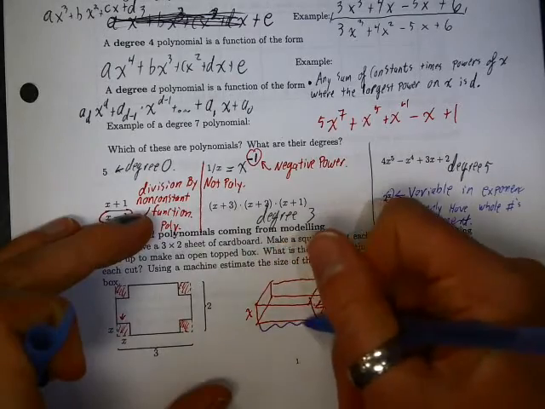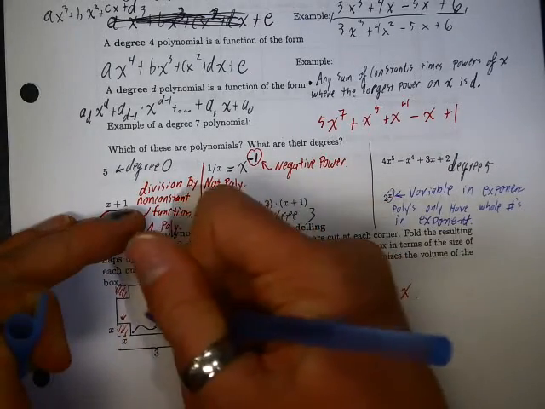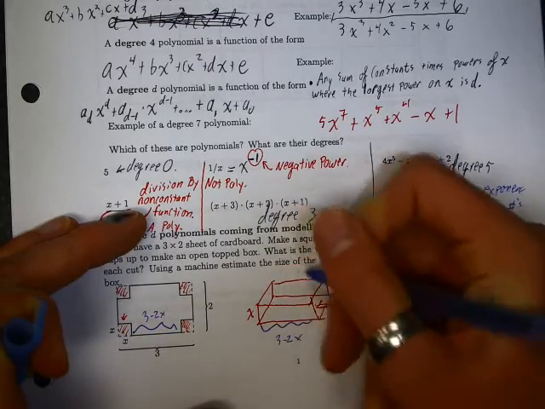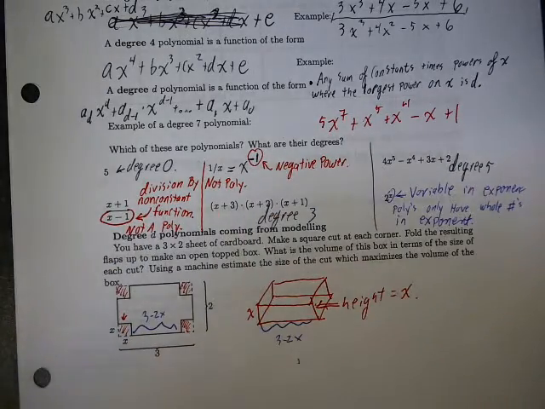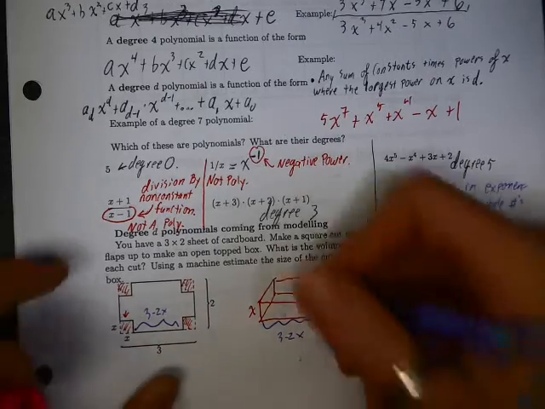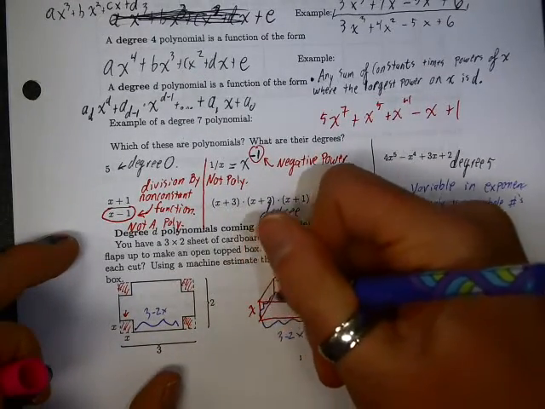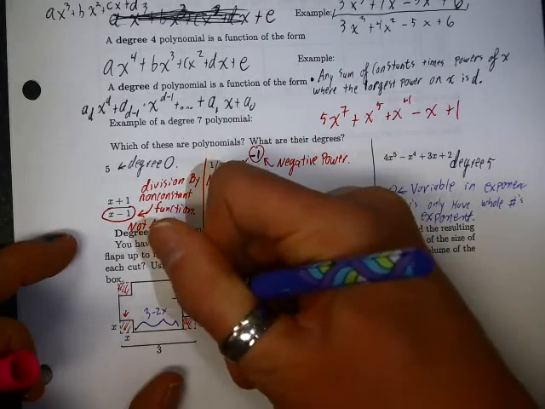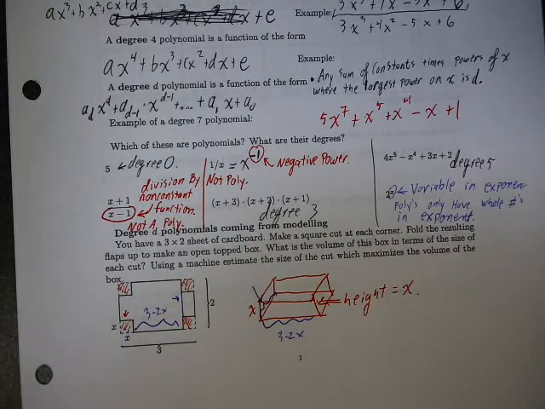So apparently this length will be the exact same as that length, 3 minus 2x. What about the depth of the box? What will that be? Guess that should be the same as that length. And what will that length be?